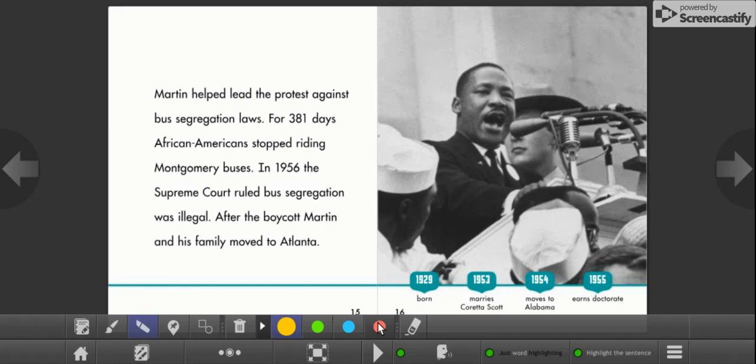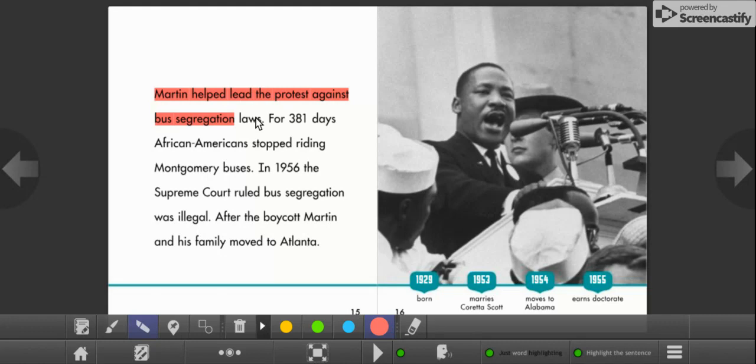Since my report is about what he actually did to help the civil rights movement, I could use a different color. So I'm going to click on this, and again, it doesn't do the last word. I guess I'll have to go to a PD on that. And there's one other piece of important information here, and that is the effect of this boycott.